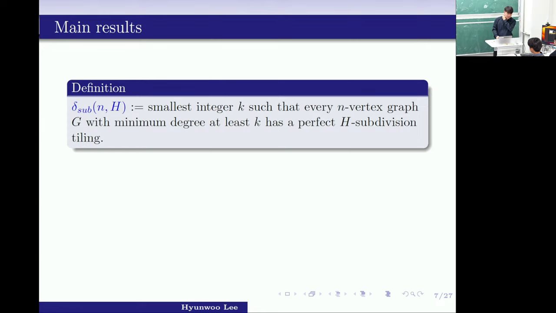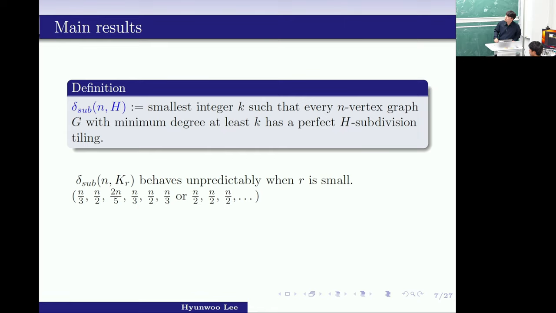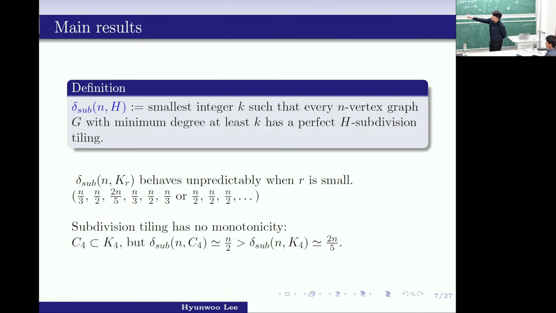One of the corollaries of our main result is this. The threshold for small cliques behaves unpredictably when r is small. The first one, n over 3, is the threshold for K2, the second is for K3, the third is for K4, and so on. As you can see, the values of the first few look quite unpredictable, which I think is quite interesting. The second remark: that part is for K7, and for K7 the threshold depends on the parity of n. That is a very interesting part. And all of these are asymptotic, not exact.